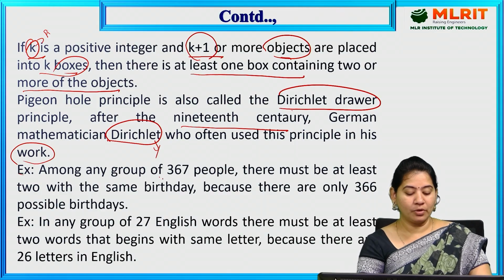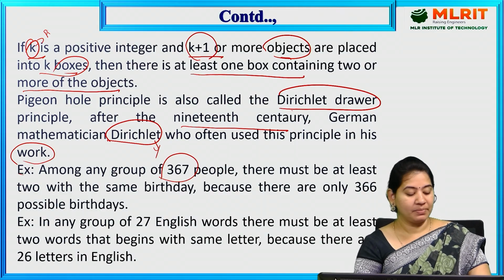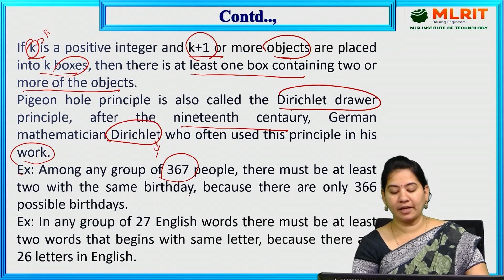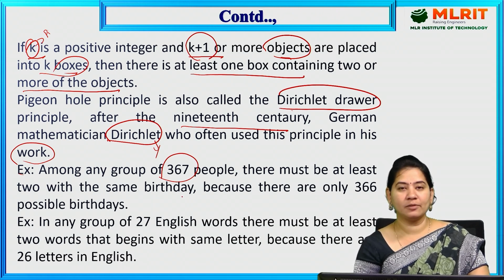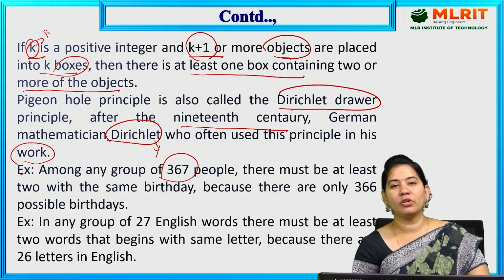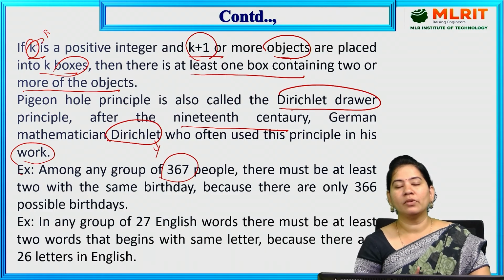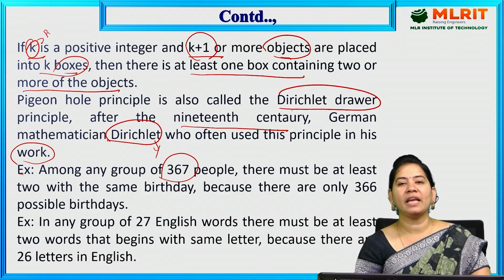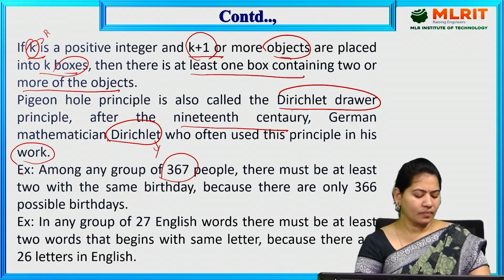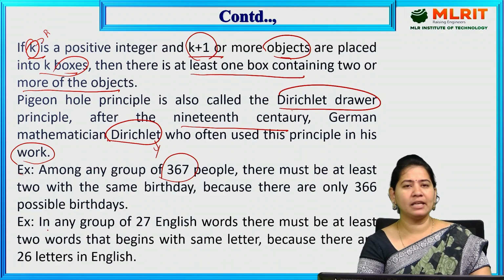Among any group of 367 people, there must be at least two with the same birthday, because there are only 366 possible birthdays. Why? Because in a year we have 366 days. If you consider 366 days, definitely at least one day will repeat, so at least two people will have the same birthday.